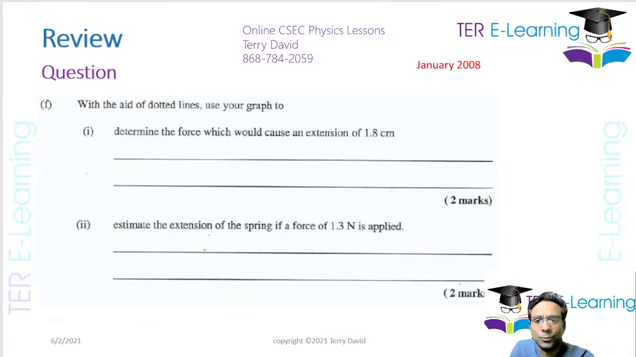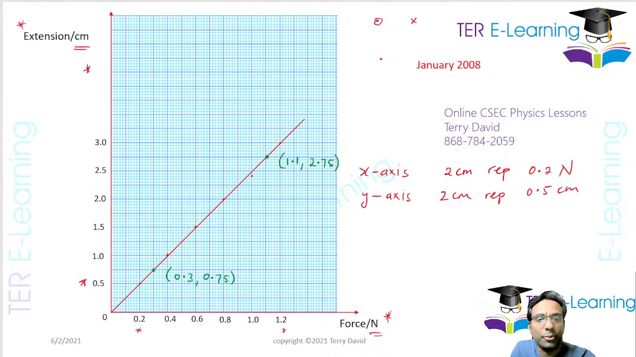The next part, with the aid of dotted lines on your graph, determine the force. They want to know the force which would cause an extension of 1.8. So what they're really trying to do is tell you to use the graph, and we're going to take some measurements from the graph now. So we have an extension of 1.8. When CSEC says draw appropriate lines, they want you to draw some dashed lines.